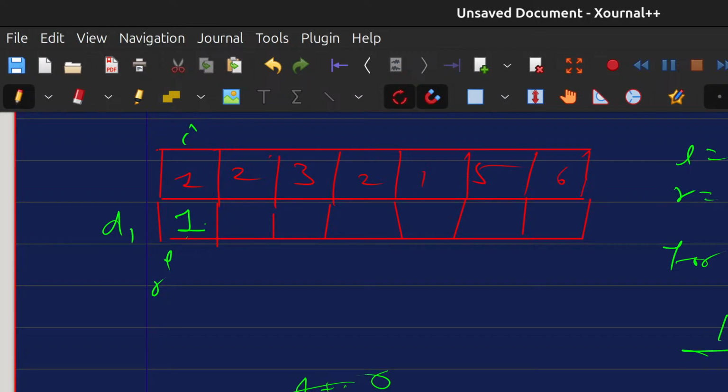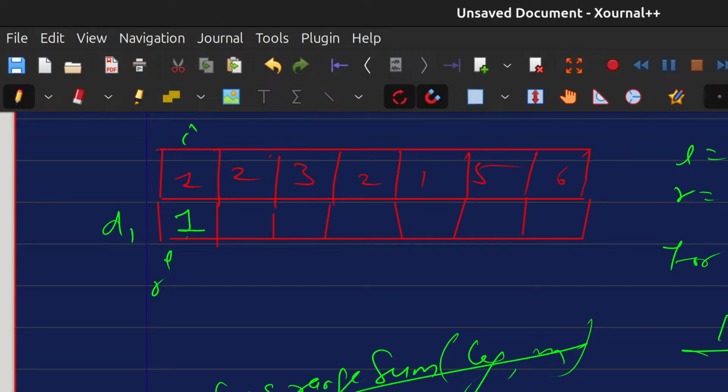So what we will do? We will find the sum. There is a sum function also. The answer is equal to max of answer comma range sum of left comma right, which will give us a 1. Answer was 0, so the answer is 1 right now.